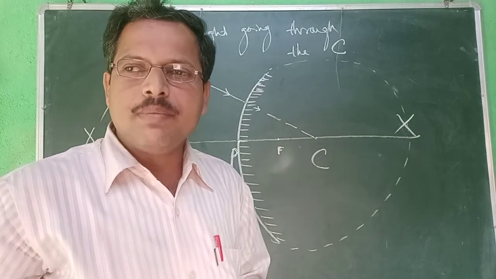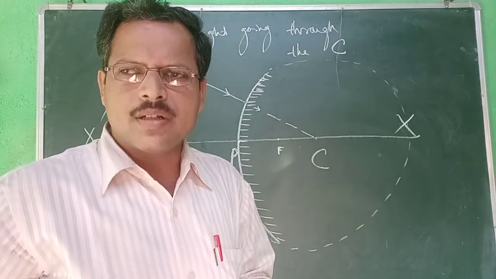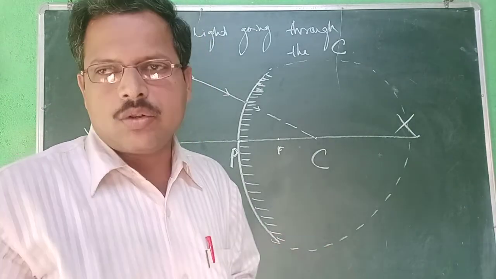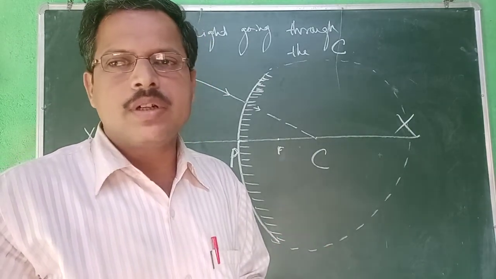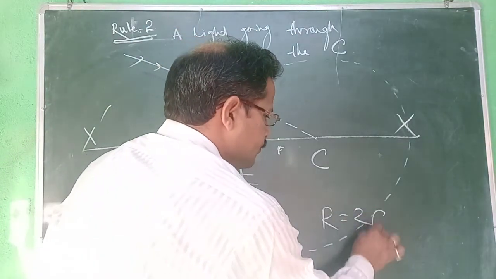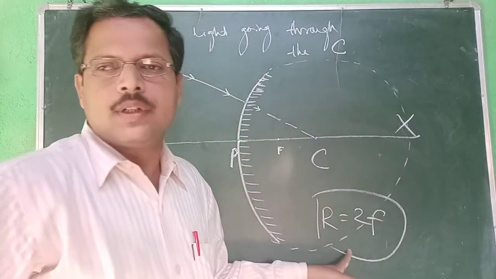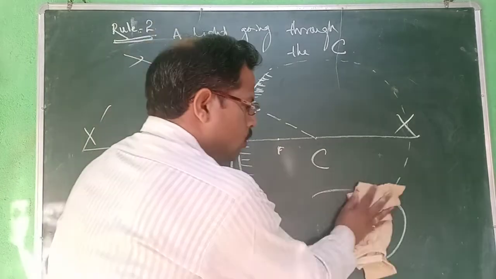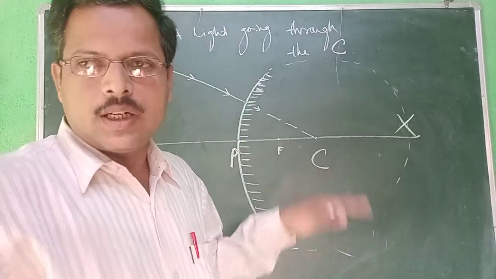And you know, particularly for most of the mirrors, here R is equal to 2f. Radius of curvature is equal to 2 times its focal length. Okay, R is 2f. We will discuss this later on, in the case of sign convention, when we read the sign convention.